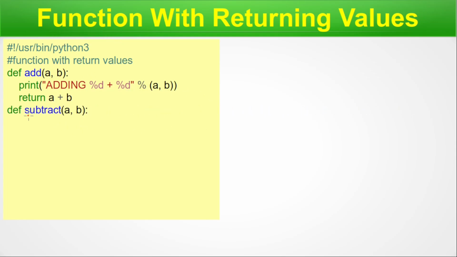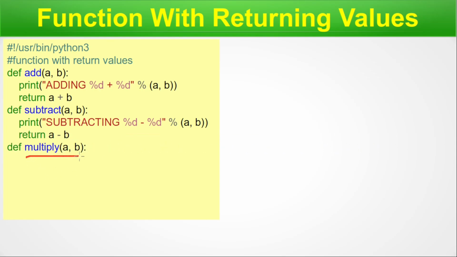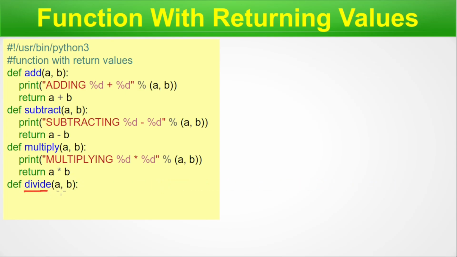Def subtract a comma b, and in the same way we print subtracting a from b, and we return a minus b. Next we have multiply a comma b, where we print multiplying a with b, and we return a multiplied by b. The asterisk is used for multiplication. Then def divide a comma b, where we print dividing a by b, and we return a divided by b.